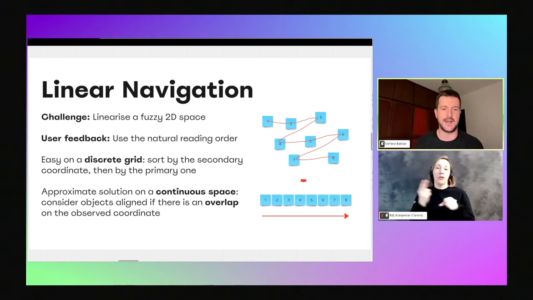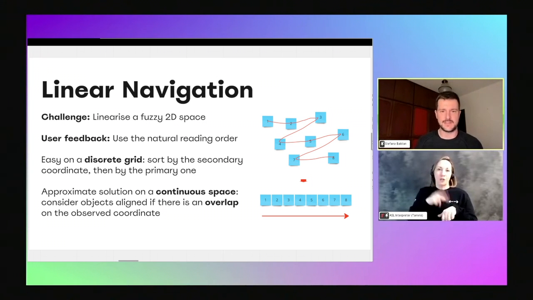The user feedback that we had from both sighted and non-sighted users is that the most intuitive way to rearrange these widgets would be following the natural reading order. So for Western cultures, at least, from the left to the right, and then from the top to the bottom. If the objects were aligned on a grid, that would be an easy thing, because we would just need to sort all of the objects by the vertical axis, group all of the objects that have the same vertical value, and then sort the groups by the horizontal axis. And therefore we would have the natural reading order.